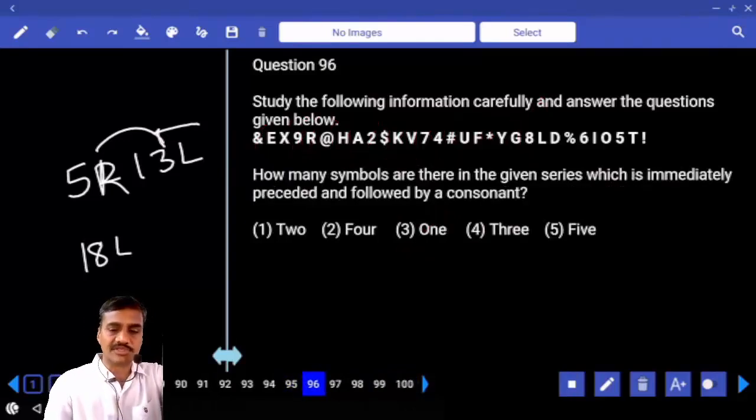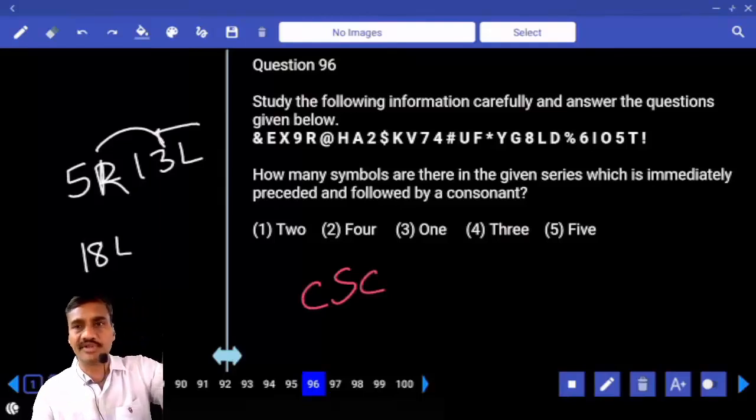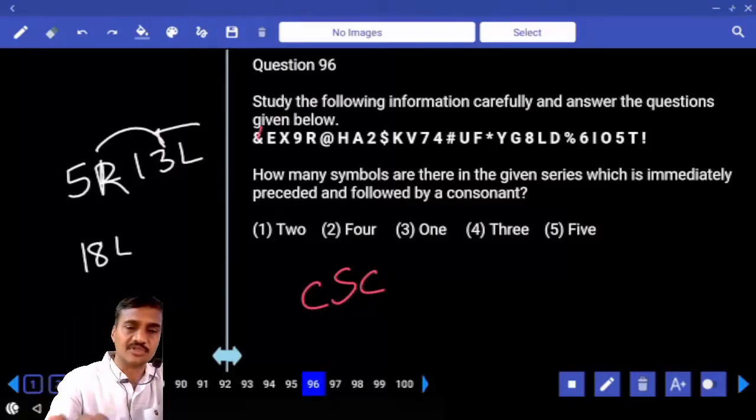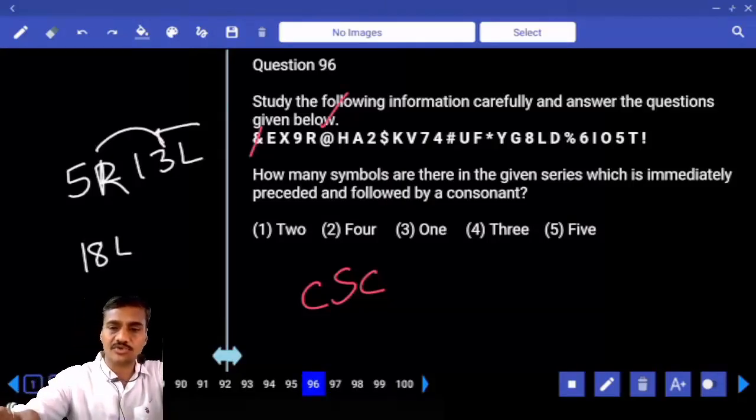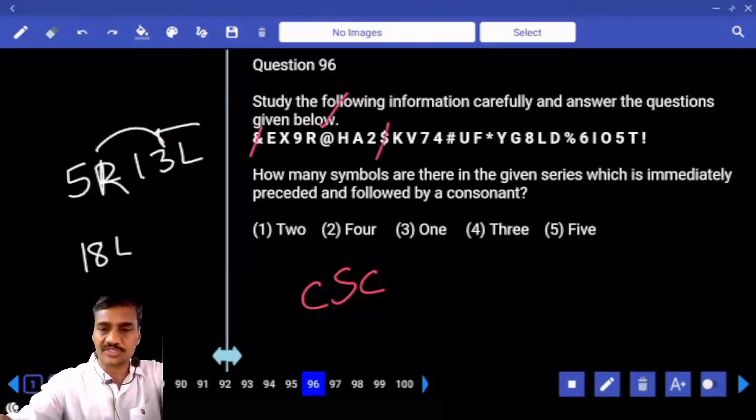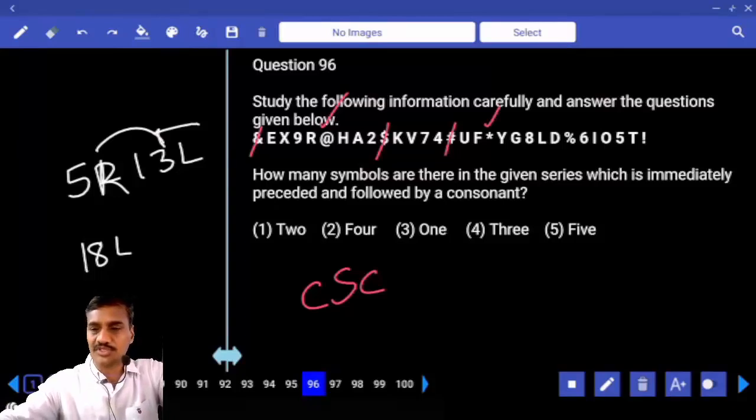Now how many symbols are there? The question is about a symbol which is immediately preceded and followed by a consonant. Directly let us focus on this one. This symbol cannot be taken. Can this symbol be taken or not? Before the symbol a consonant, after it a consonant. Now to this symbol. Next one to this symbol. Now to this symbol, a consonant and a consonant. Now to this symbol. That's it. Is that right? And so many we have, there are only 2 such symbols.